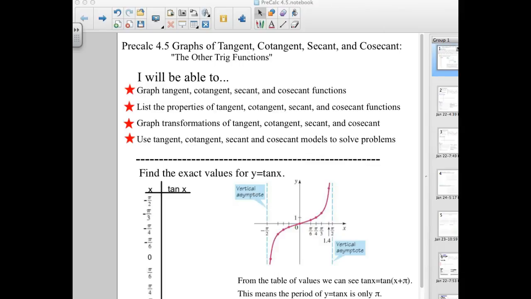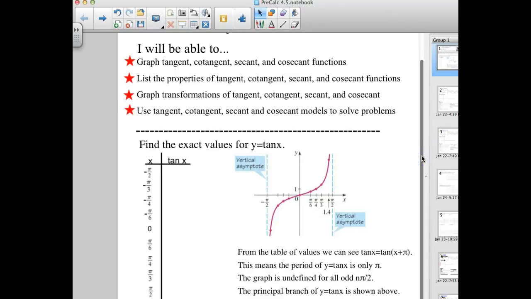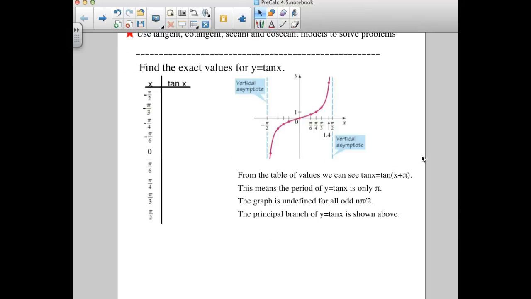Okay, notes for section 4.5. This is going back and covering day 1's material since we did day 2 yesterday. We're looking at tangent and cotangent graphs today, involving the same transformations that we've been doing for the last week and a half or so. All right, so I need you to fill in the tangents of all of these angles.